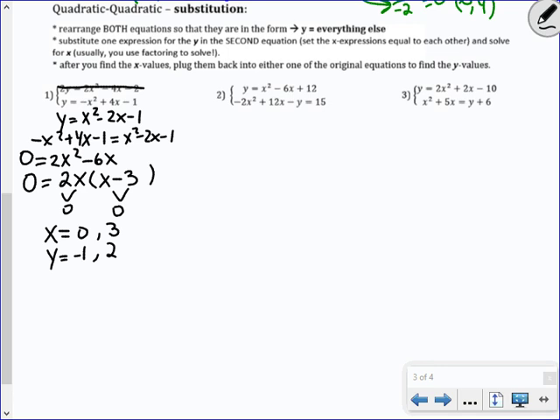Then your points, make sure you're writing them as points. I would have 0, negative 1, both of these put together, and then I would have 3 and 2, because this is the x and that's the y. So just write them up, make sure you write them as ordered pairs, and then that would be your answer. Questions on that one?